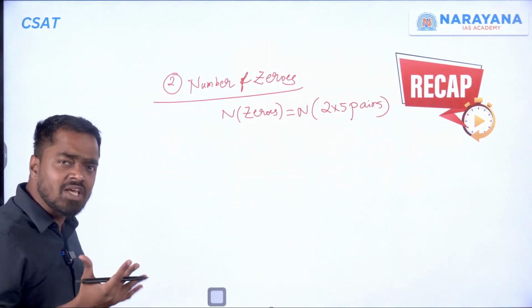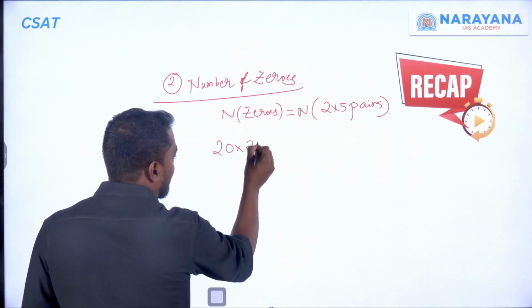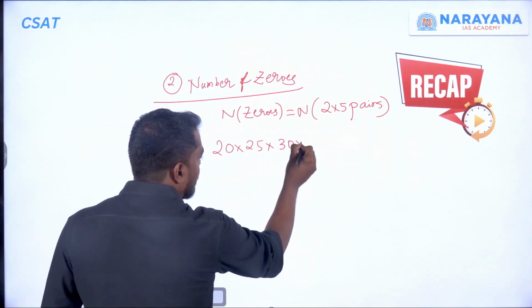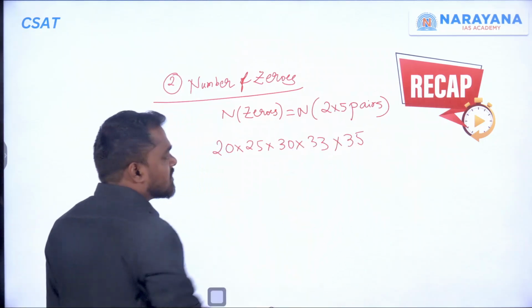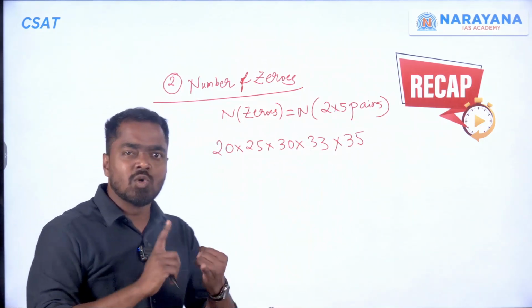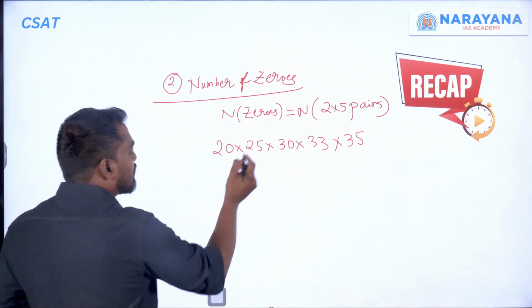And we have solved many questions based on this. For example, there is an expression 20 into 25 into 30 into 33 into 35. There is an expression like this. You want to find the number of zeros at the end of this product. So how to find?